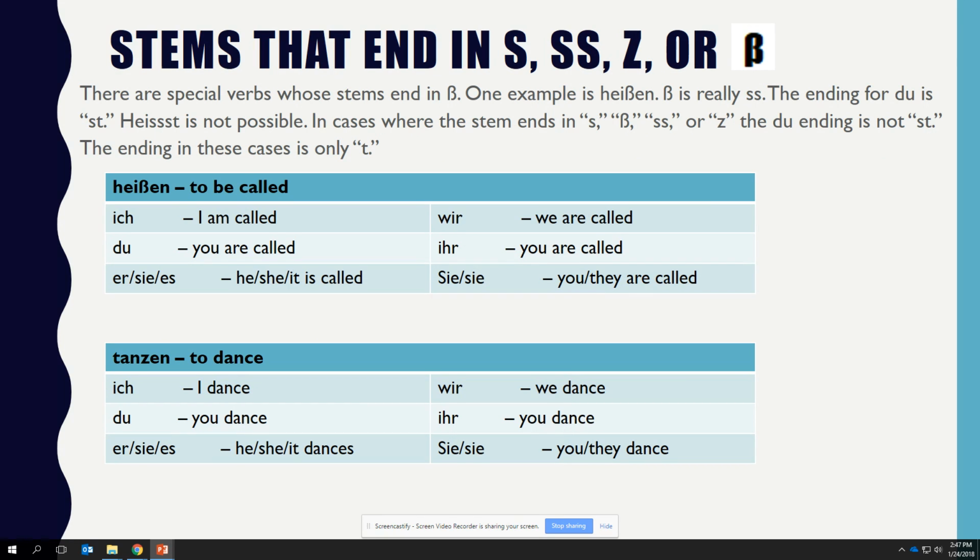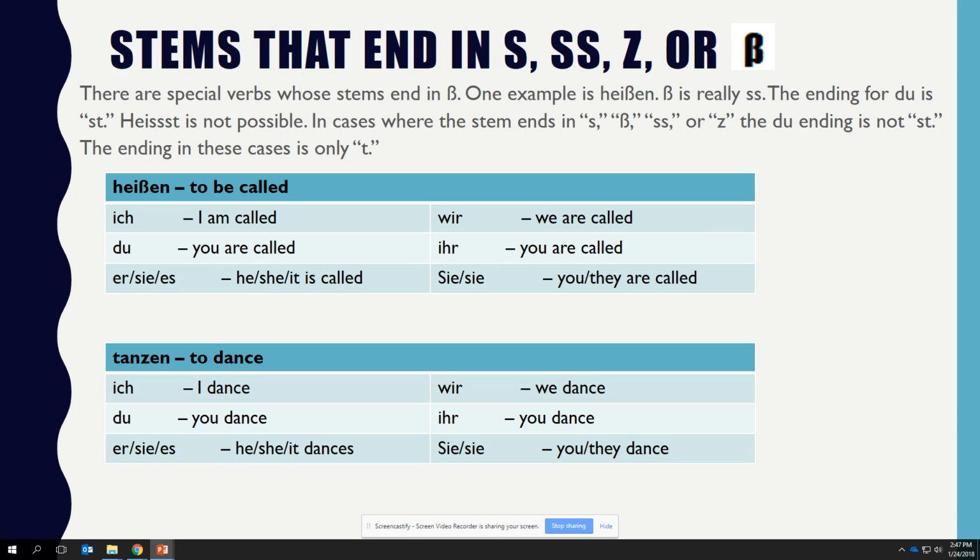There are special verbs whose stems end in st. One example is heißen. St is really double S. The ending for du is st. Heißt is not possible. In cases where the stem ends in s, st, double S, or z, the du ending is not st. The ending in those cases is only t. You can pause the video to try it on your own, or we will go over heißen first and then you can try an example on your own. If you want to do all on your own, pause now.